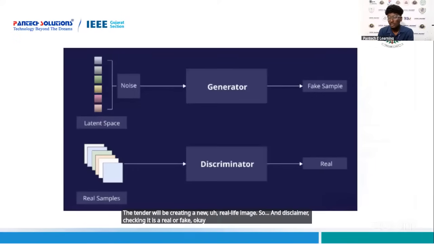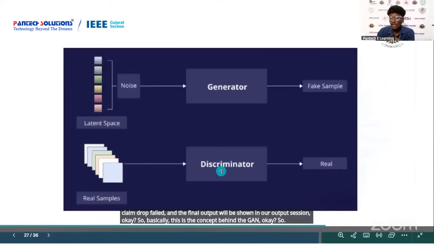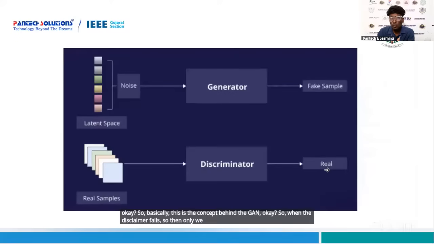Until the discriminator fails, the generator continually generates new things, upgrading them and adding more detail to make them look real. So it keeps generating in a loop. When the generator efficiently provides the output, the discriminator fails and the final output is shown in our output section. So only when the discriminator fails do we get the perfect output. That is the concept behind GAN.